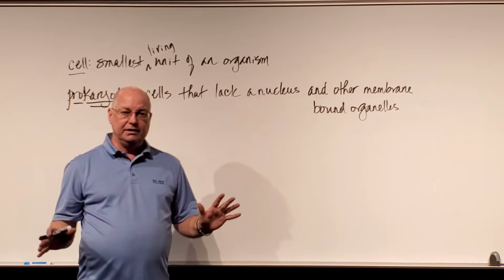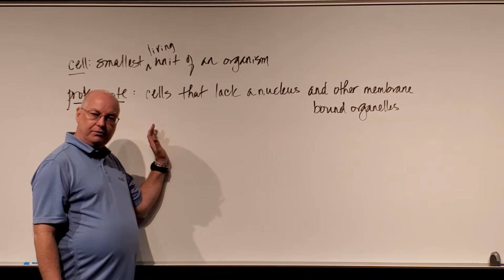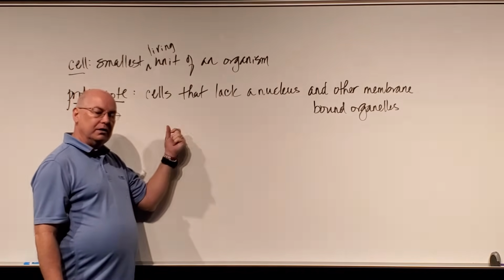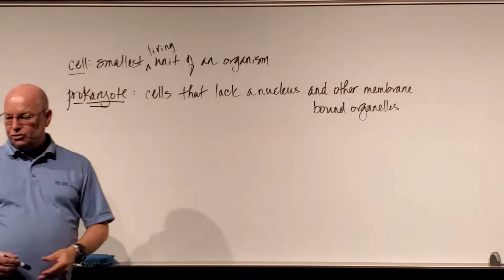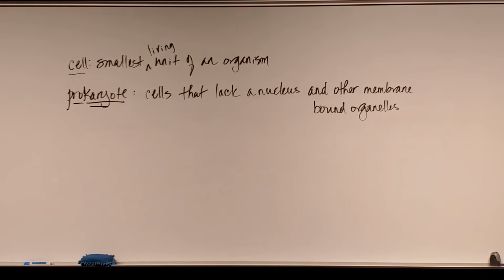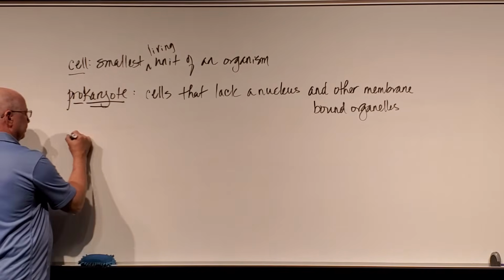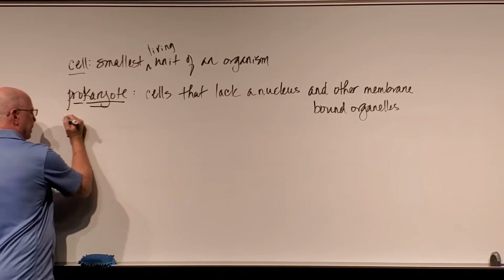And that's about it. They're essentially a cell membrane with a cell wall very often, some DNA, usually a single circular chromosome, and some ribosomes and some cytosol. And that's it. Now, the opposite of a prokaryote is what we call a eukaryote.